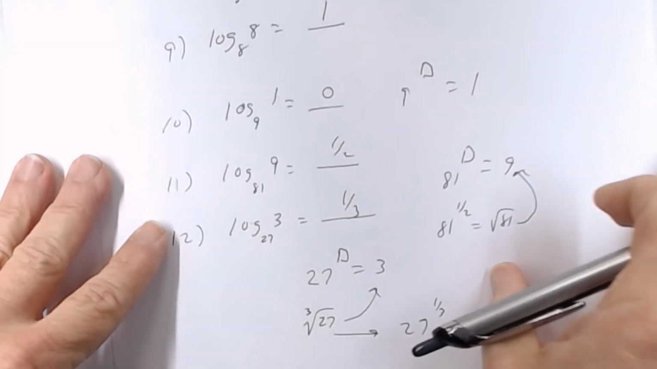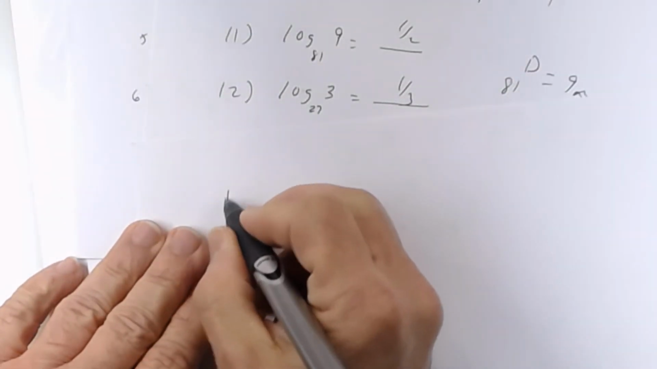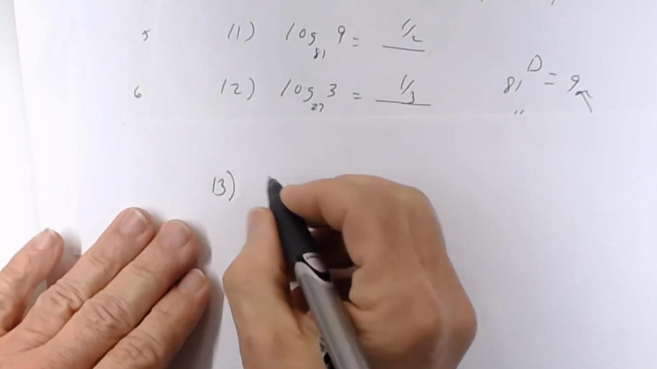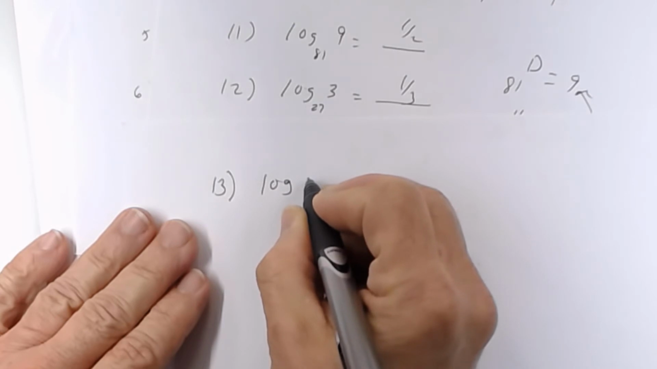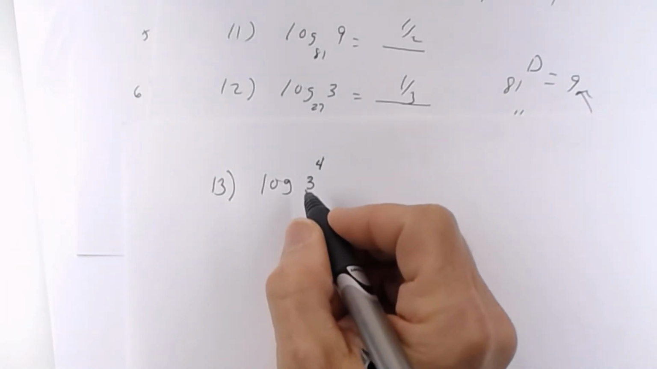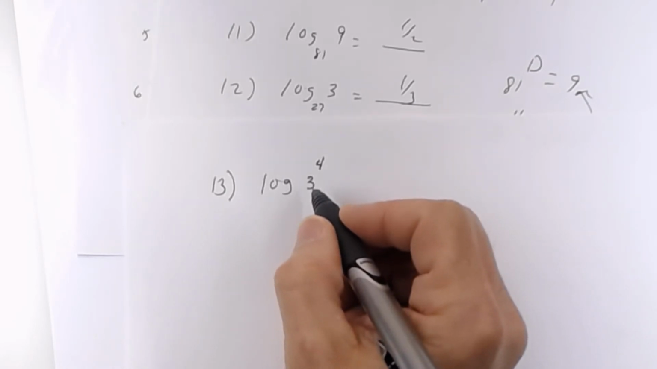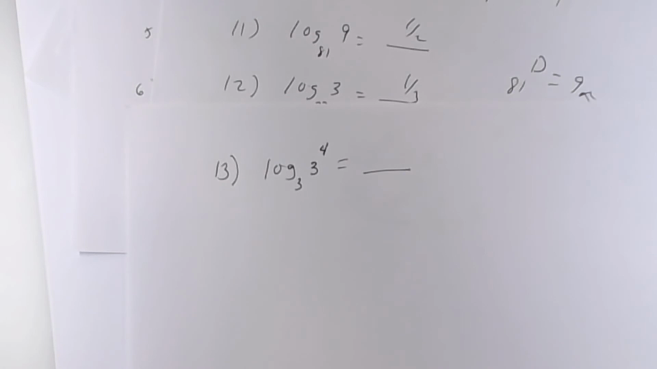All right, now listen to this. Number 13. Okay, log of 3 to the 4th power. So right away you know that the argument is what? What am I taking the log of? 3 to the 4th. Okay. Base 3 equals blank. Log of 3 to the 4th power, base 3 equals blank. What goes in that blank, do you think?